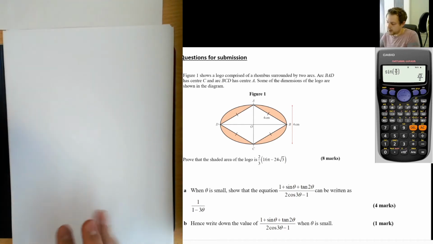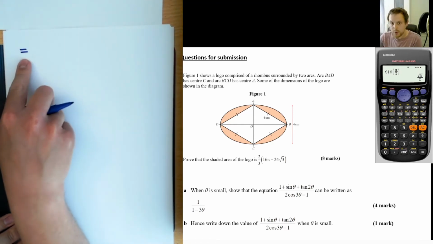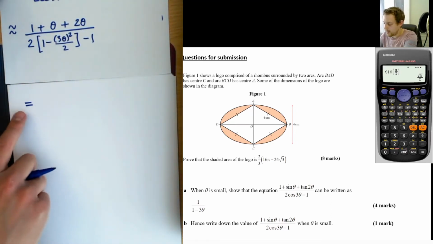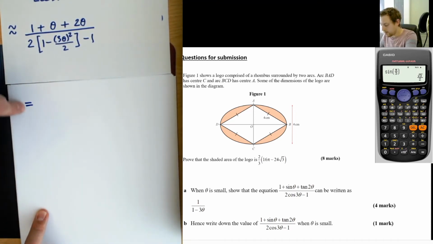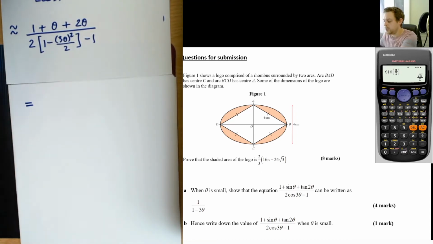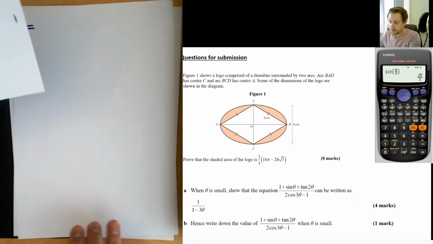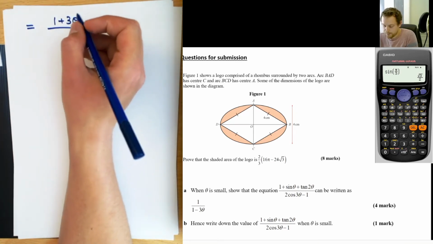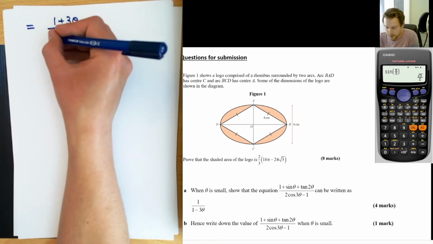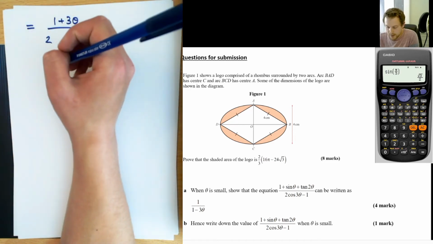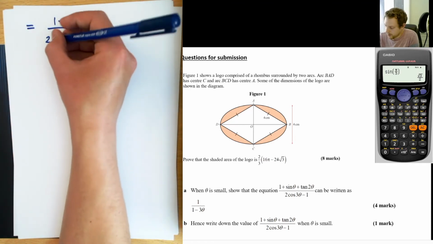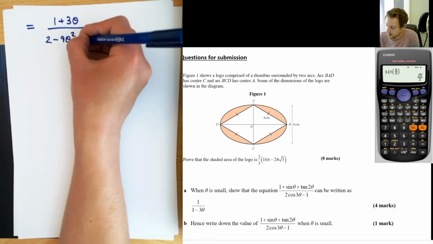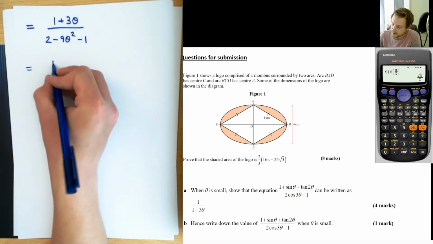And then on my next line, I'm just going to tidy that up. So I'm going to write equals now, because it's this expression here that I'm continuing with. Whatever I end up with will be, if you trace back through, approximately equal to the original expression. So on the top, I have 1 plus 3 theta. And on the bottom, let's have a think. Well, 2 times 1 is 2. 2 times that fraction will just cancel the 2 on the bottom. And 3 theta all squared is 9 theta squared, and then take away that 1.